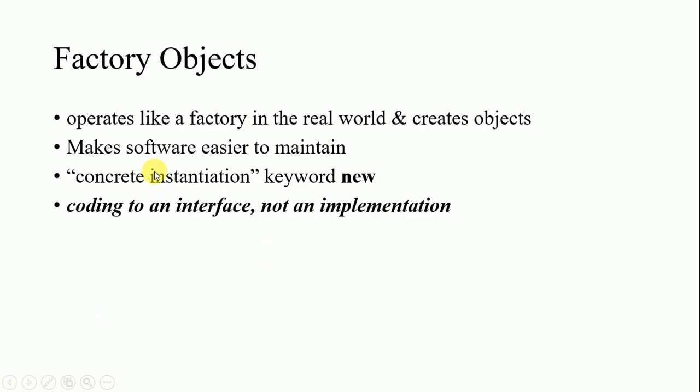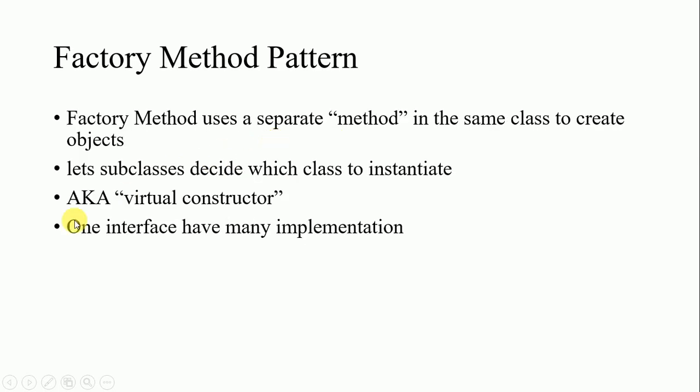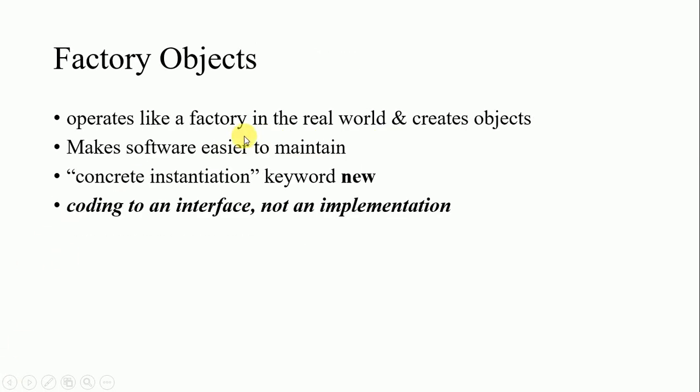Factory objects operate like a factory in the real world and create objects. You have a factory which creates many things. You simply call those objects in this pattern, and it helps to make software easier to maintain because you have several objects that present the functionality of certain things.